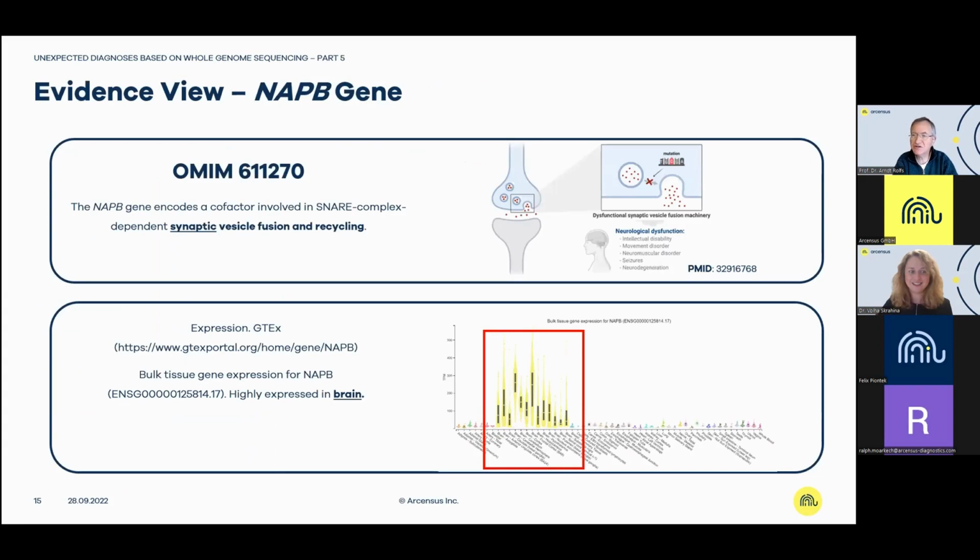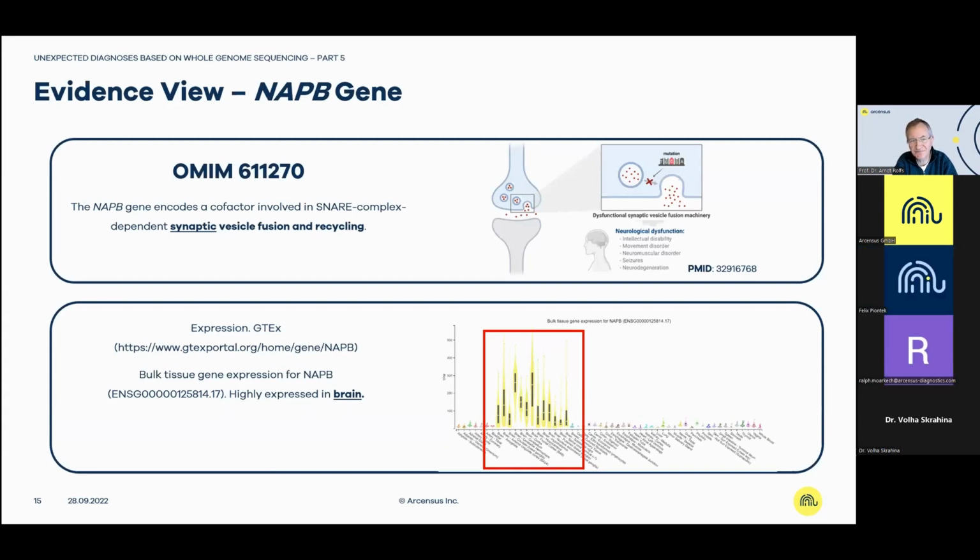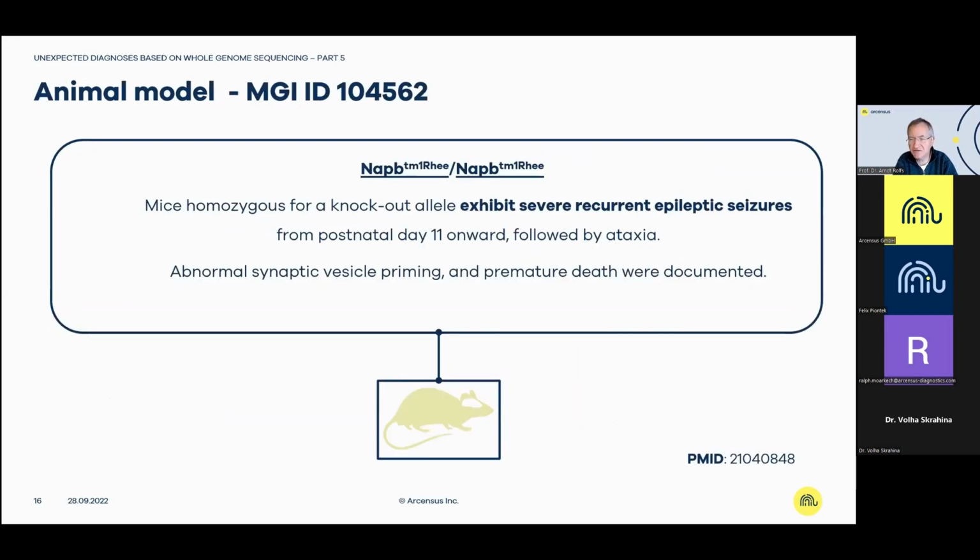And then we need our biologists, because we would like to understand, okay, however, is this explaining the clinical phenotype? So what is the biological consequence if we have a deleterious variant in this gene? And then we check that it has been described clearly that this NAPB gene encodes a cofactor involved in the so-called SNARE complex dependent synaptic vesicle fusion and recycling process. So that's a brain-derived functional disturbance. And there is a further argument very nicely supporting that it can explain the brain symptoms we have seen in our patients, based on the fact that NAPB is more or less exclusively expressed in the brain tissue. So no expression in colon, no expression in the liver or in the lung, and so on. So that's further evidence that this variant in this gene is really explaining our phenotype.